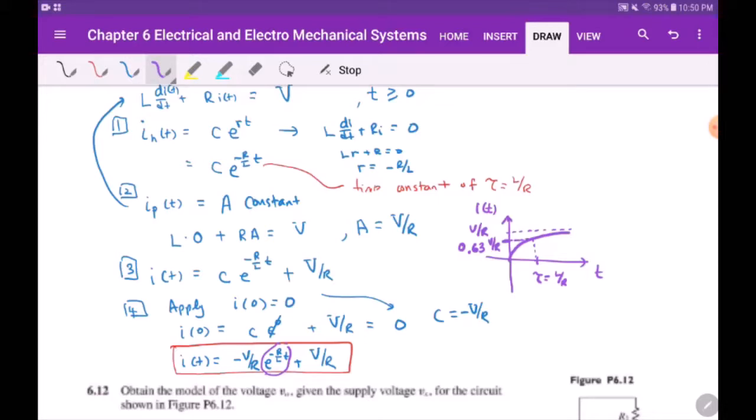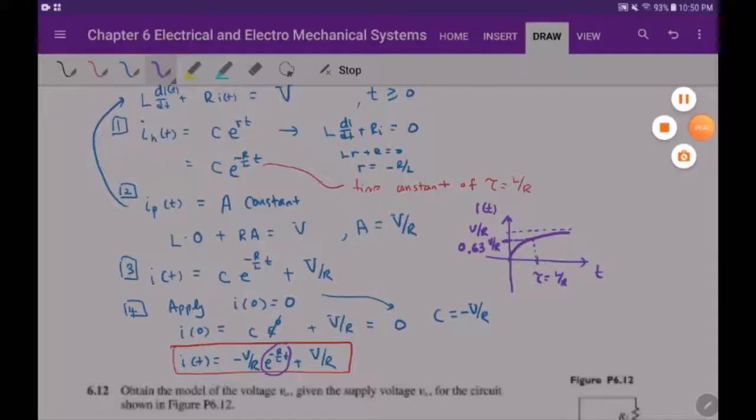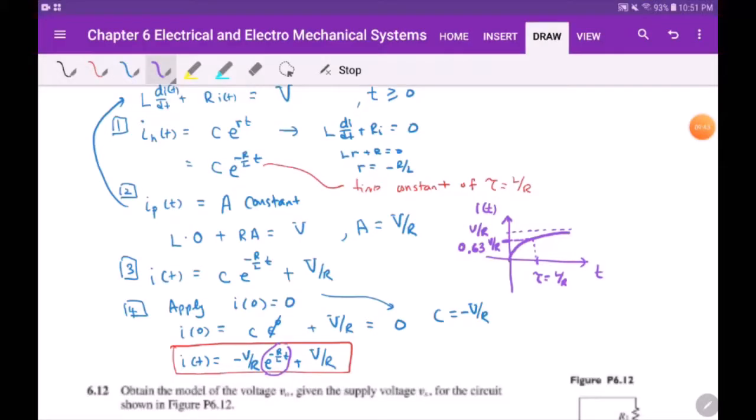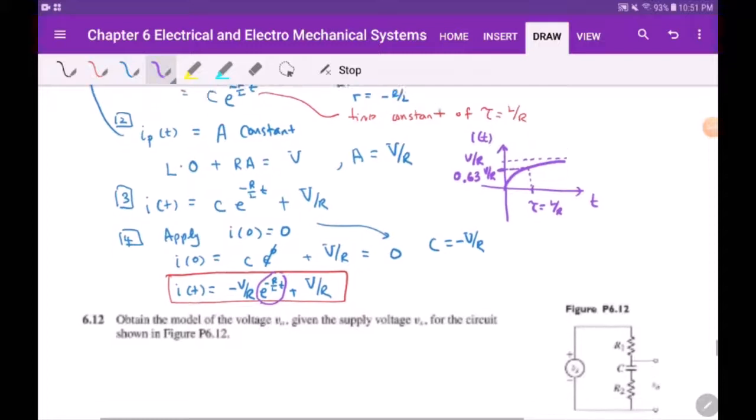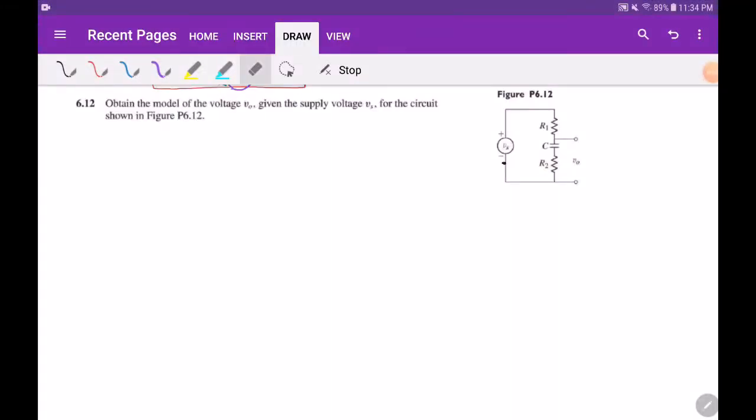So you can find it graphically. If I give you an exponential function, it doesn't matter whether it's a decaying function or an upside down decaying function like this, you should be able to figure out what the tau is just by looking at the graph. Let me pause. Let's continue with the second homework problem.